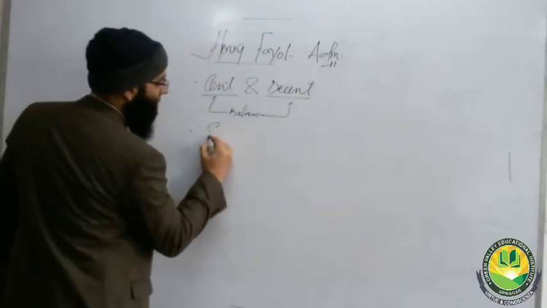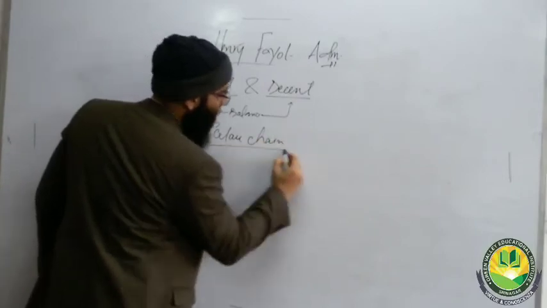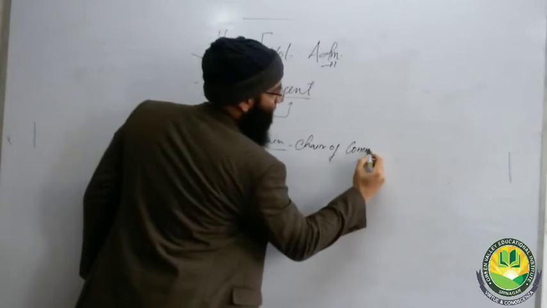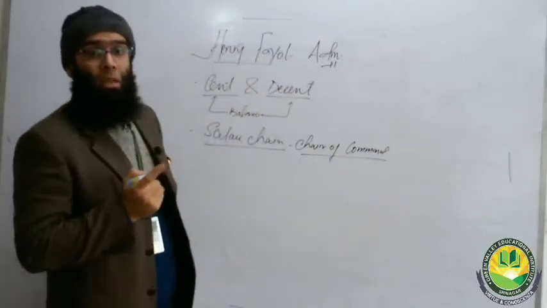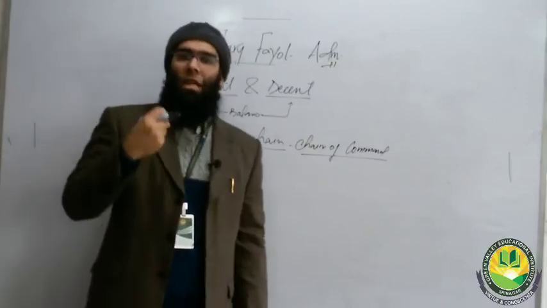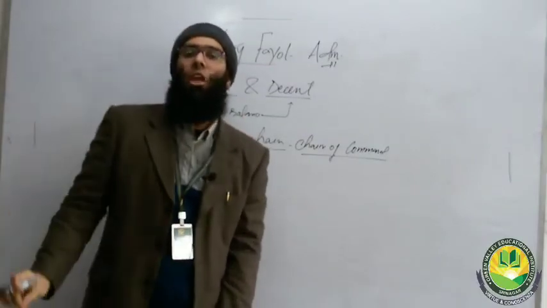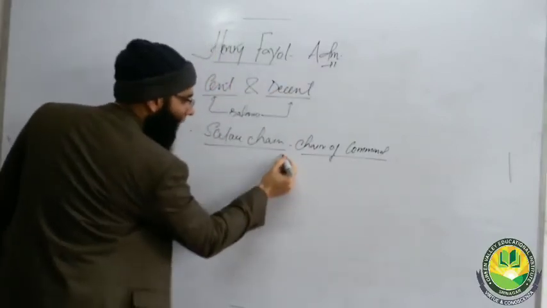Then we had scalar chain, or we can say chain of command. He was of the opinion that any instruction, any command going from one position to another should follow a proper chain, should follow a proper direction. And he portrayed it in a diagram.